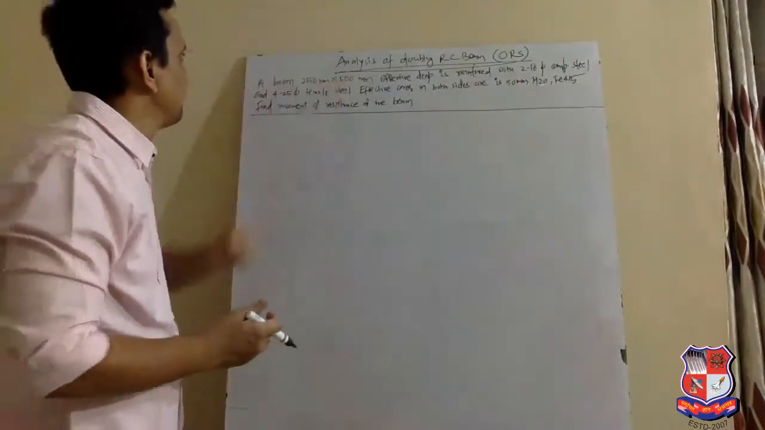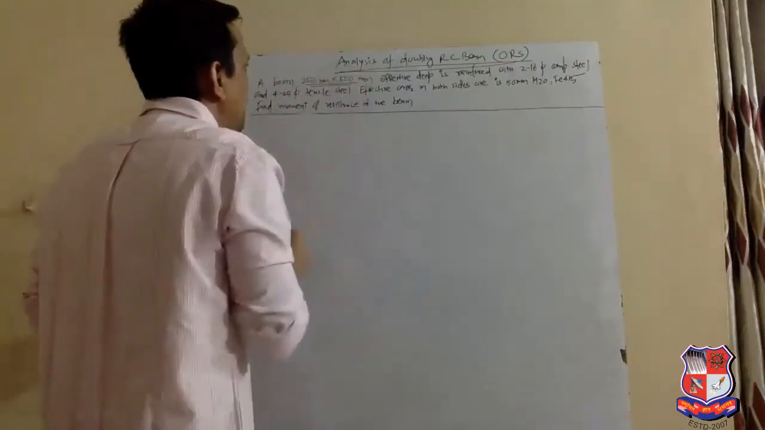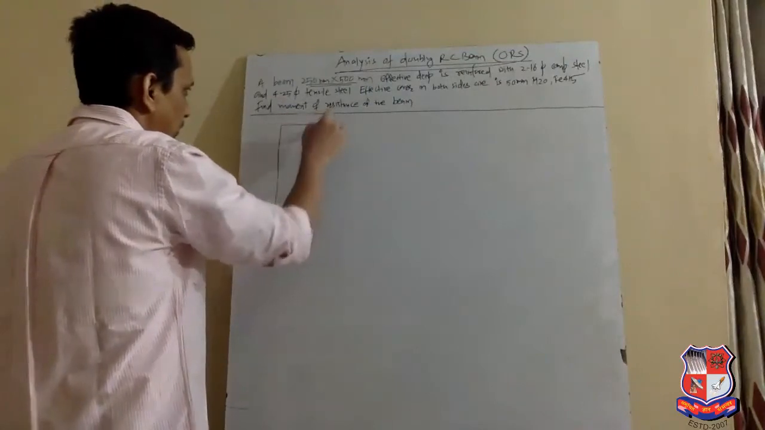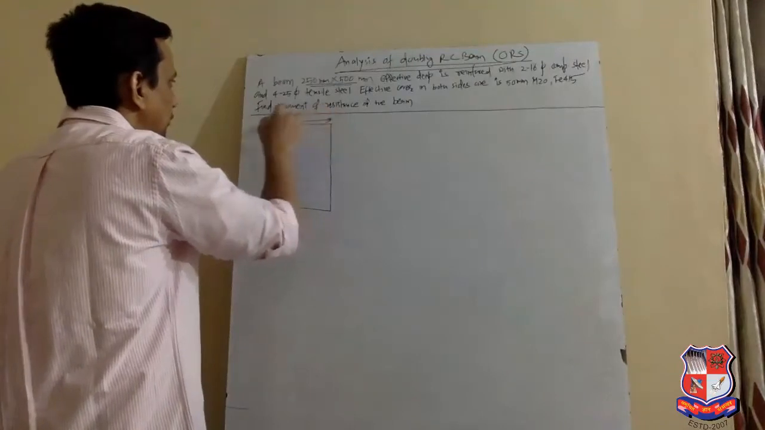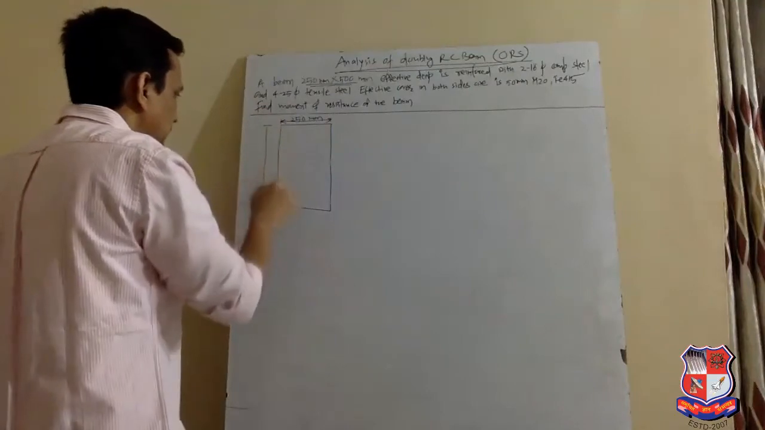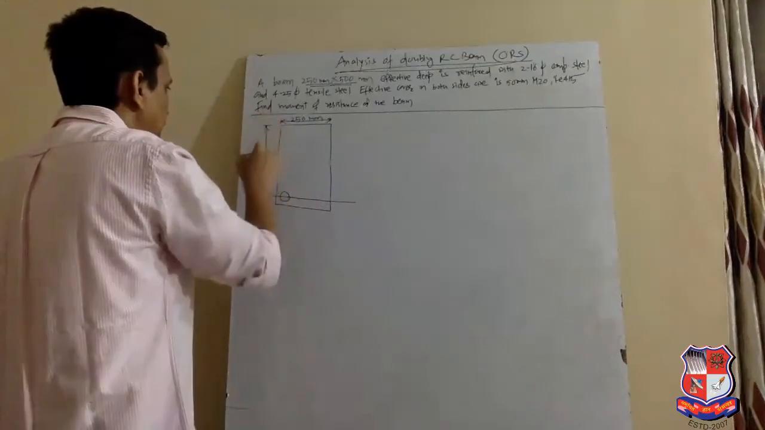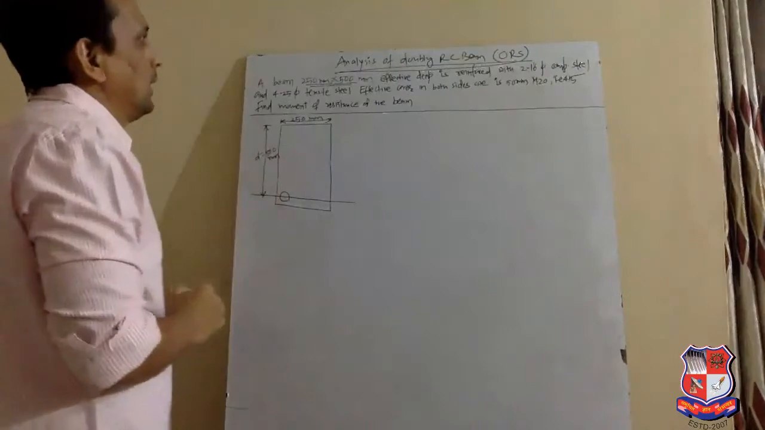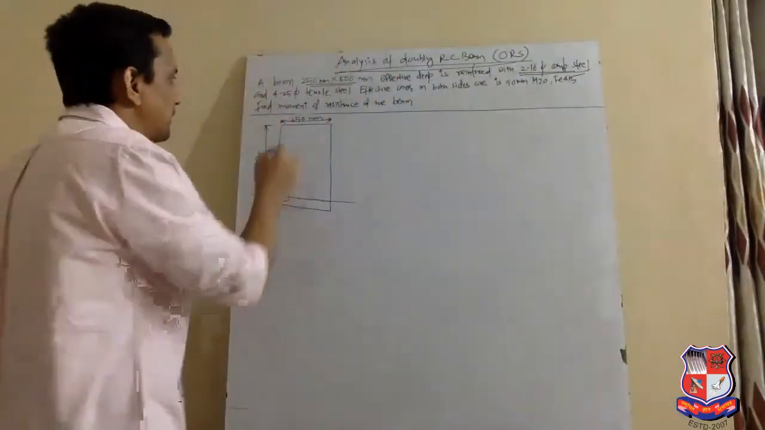Let's first read. A beam 250 mm by 500 mm effective depth. So let's draw the cross section first. Width is 250 mm and the effective depth is 500 mm. Is reinforced with 2 number 16 mm dia compression steel.